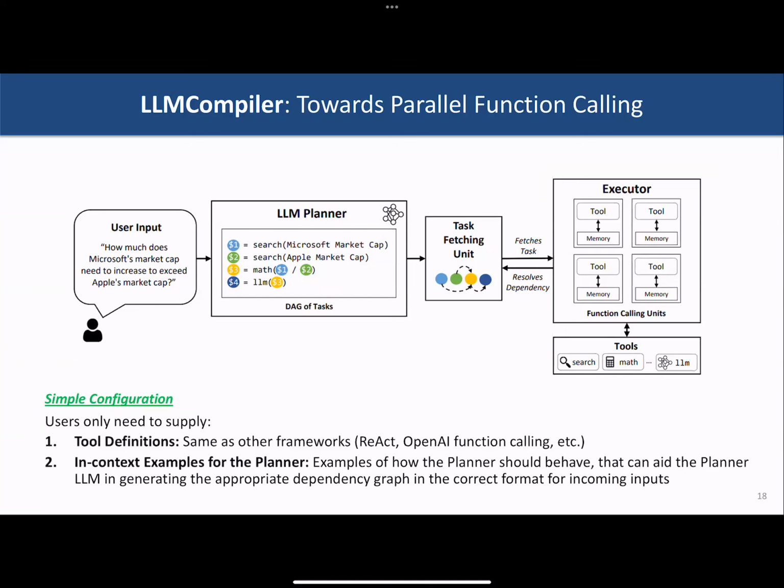So all these things like planning, task fetching unit, and executing are all hidden from the user, which is a cool thing about LLM compiler. And this will all be handled automatically given the user input. So from the user's point of view, what needs to be provided is pretty simple. We first need to provide the tool definition, which is the same as how you're engaging with other frameworks like React or even OpenAI's function calling. And it's essentially like describing your tools, the name of the tools, what are the arguments, what are the types, and what are the expected outputs.